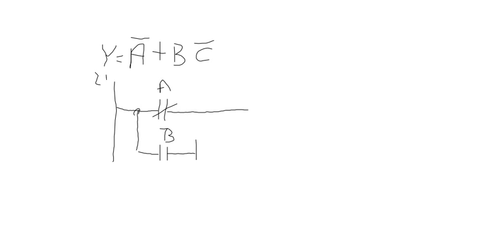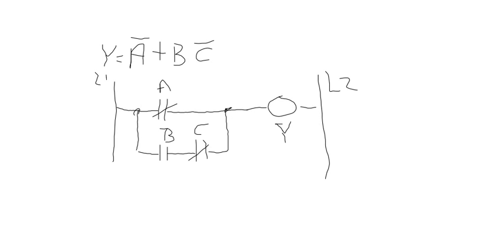Remember, it's been a while since we've done this, so I want to go ahead and make sure and throw this in. C not. And this is my output Y. So that would be a ladder logic function that implements the truth table we looked at on the previous page.